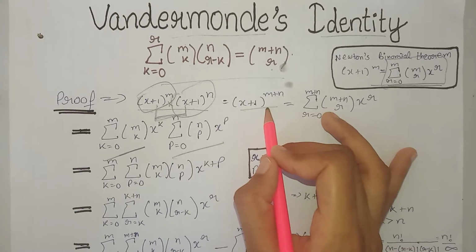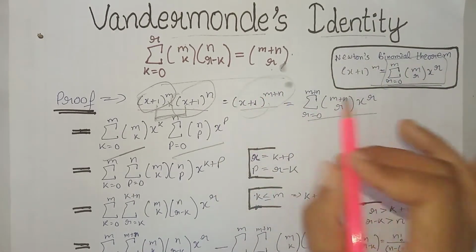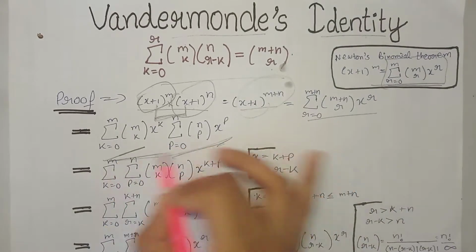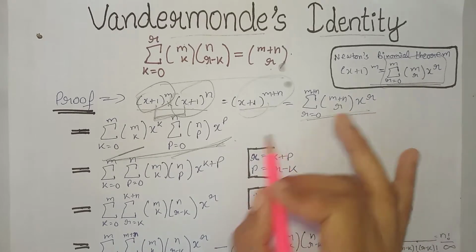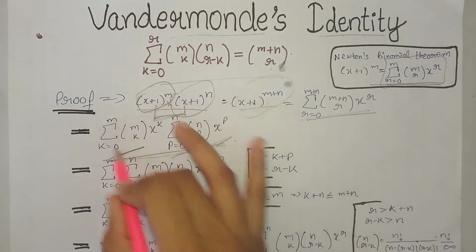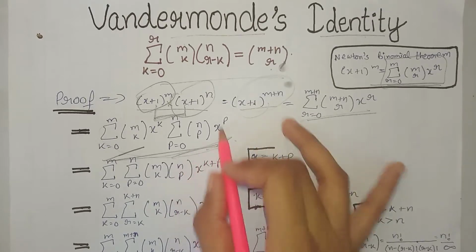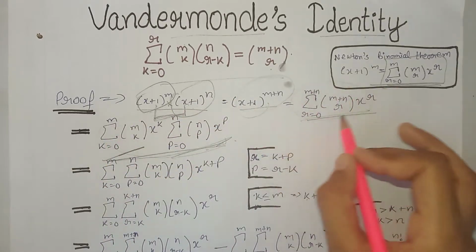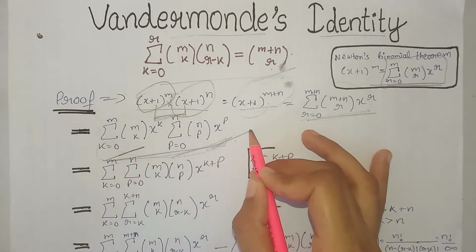Now again we will apply this Newton's binomial theorem on this term like this. That means now this term is equal to this term also. So firstly we will solve this term, then we will equate the answer of this term with this term to get our identity. Let's start the solution of this term.